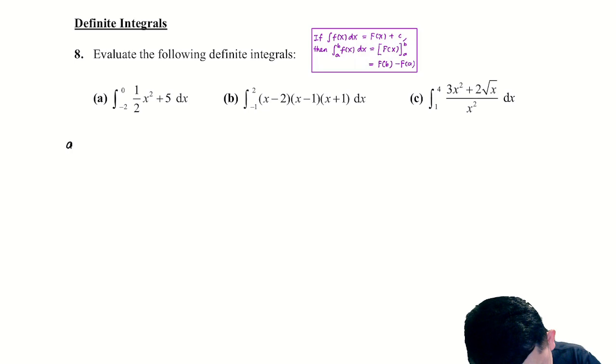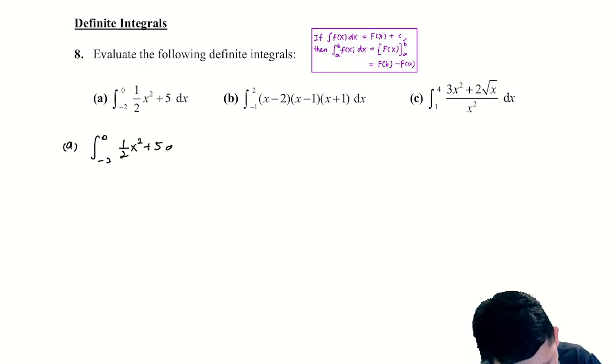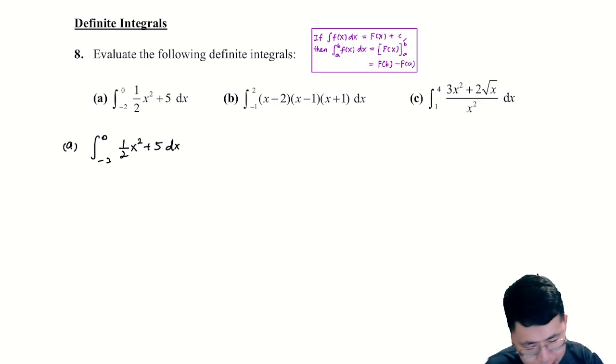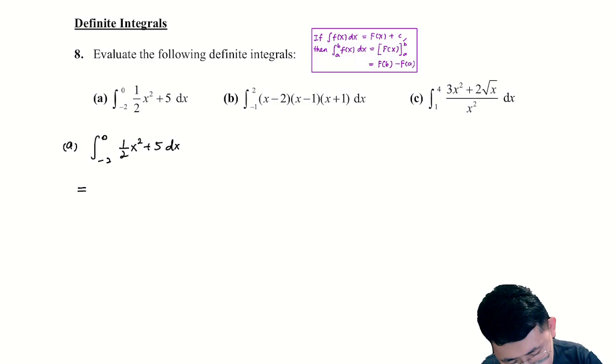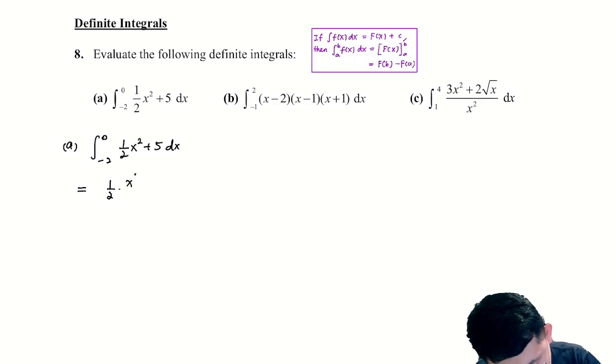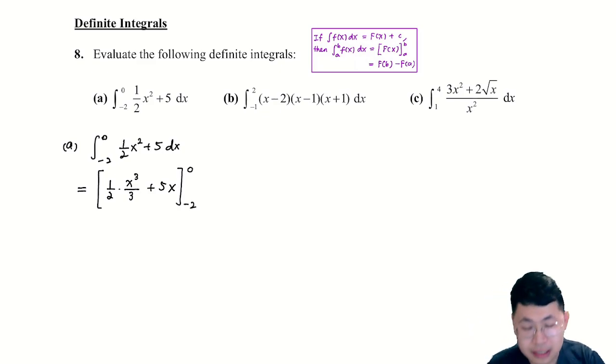Starting with part A, we're going to integrate from -2 to 0 of half x squared plus 5 dx. First let us integrate this expression. This is a power function, so we'll get half times x to the power of 3 over 3 plus 5x, integrating from -2 to 0. Power plus 1 over the new power.